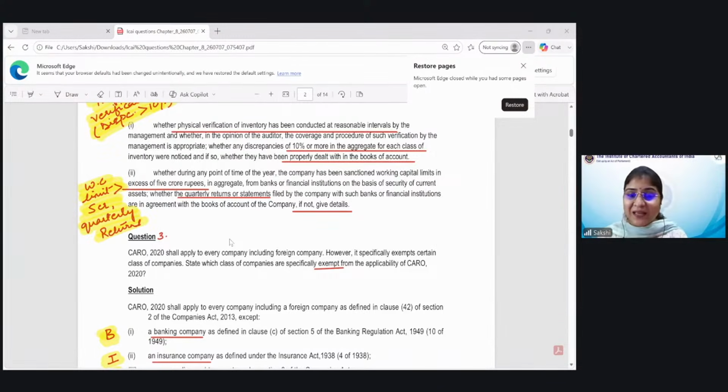So, in aggregate from a bank or financial institution on the basis of security of current assets, whether the quarterly returns or statements filed by the company with such banks or financial institutions are in agreement with the books of accounts of the company, and if not, you have to give details. So, physical verification, regular and appropriate, discrepancy more than 10% dealt with in the books of accounts properly or not. Second, working capital in excess of 5 CR, quarterly returns submitted by the company, if not, give details.